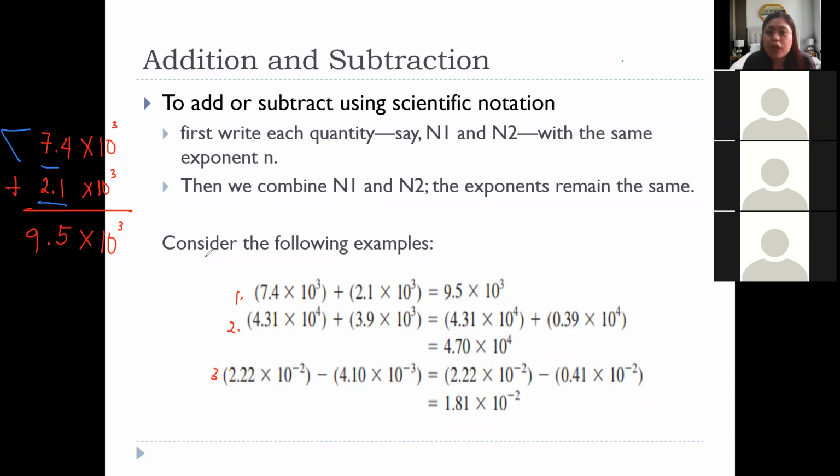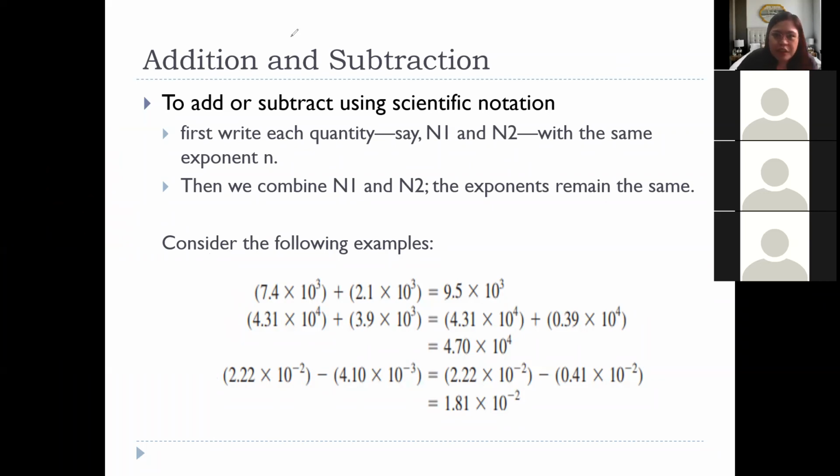We have to make sure that the exponents are the same and we will just either add or subtract the capital letter N. Nakuha ba? Questions about this? Wala. So, number 2, let's have the number 2. For number 2, the givens are 4.31 times 10 raised to the power of 4 plus, this is again addition, 3.9 times 10 raised to the power of 3.